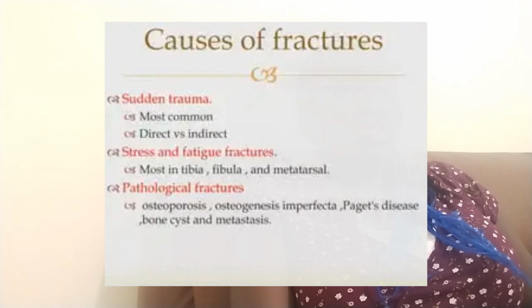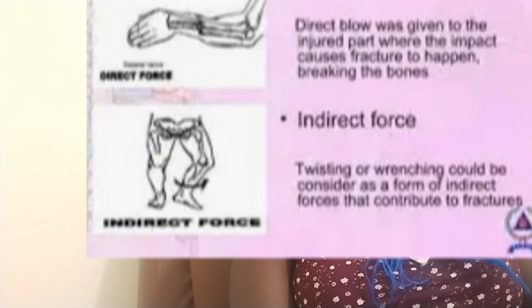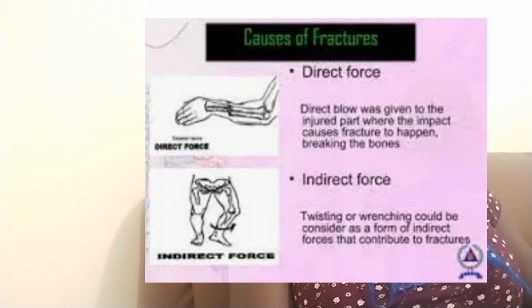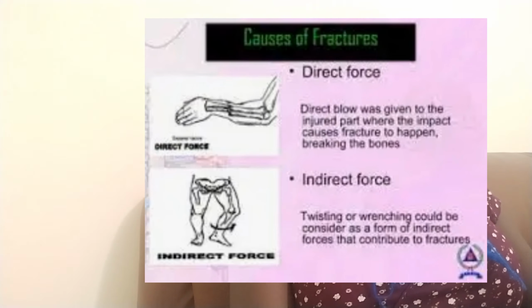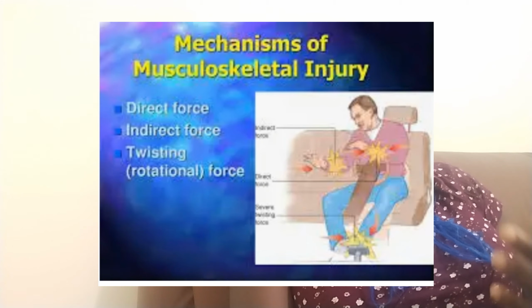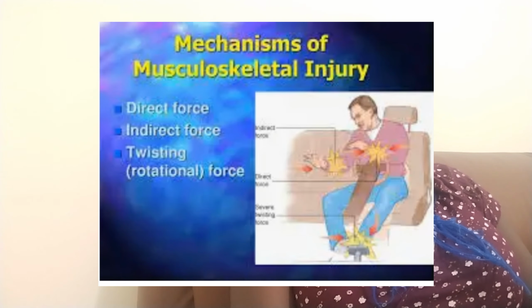We also have stress and fatigue fractures. We also have pathological fractures. In injuries, we have direct and indirect. Injury is caused by sudden and excessive force that can be direct or indirect. Direct force is where maybe you get hit, or a heavier bag of something falls on your feet and gives you a fracture, meaning the fracture occurs at the site of the injury.